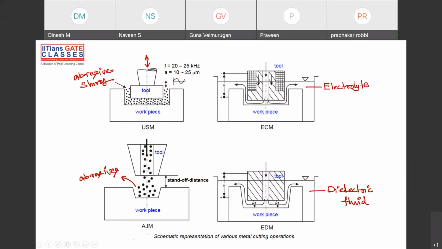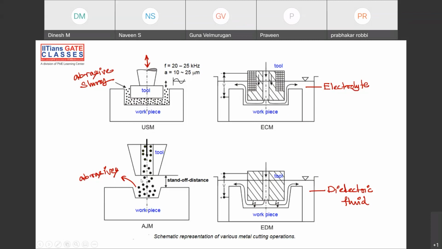ECM, again there is a gap here. NaCl plus water solution is the electrolyte. Again some chemical reaction is happening, and because of that the workpiece is removed by anodic dissolution. Why is it called anodic? Because the workpiece is given the positive terminal. See, the positive terminal is given here.